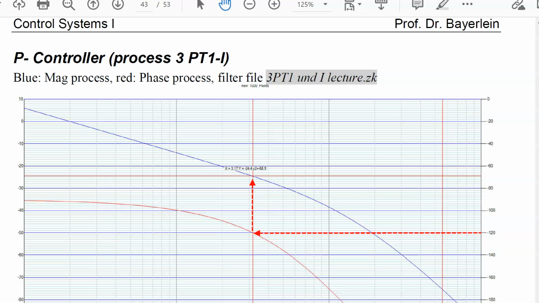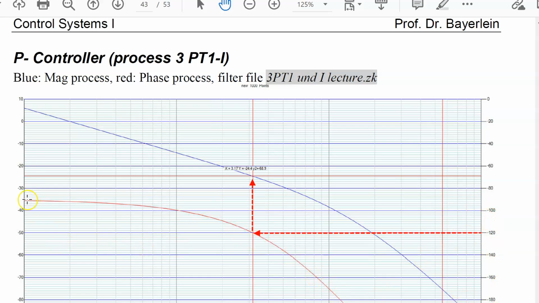43. On page 43 you see the Bode plot of this 3PT1i process. The blue curve is the magnitude. Here the typical behavior for low frequencies, the negative 20 dB per decade gradient of the magnitude. The red curve is the phase, and if you look at the phase scale, you can see it starting with -90, going deeper and deeper to very large negative values.